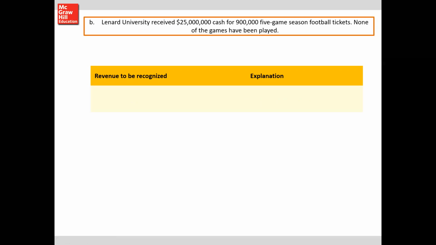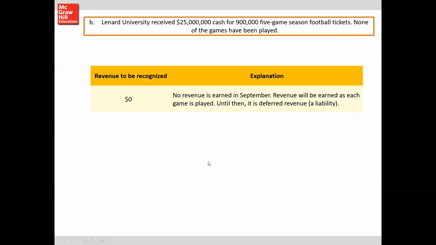All right, next one, Leonard University received $25 million cash for 900,000 5-game season football tickets. None of the games have been played. That's the key. Nothing's been played. Nothing's been earned. So again, this is a prepayment. So no revenue is recognized. Typically, you recognize it as you go, as you earn the games. So again, like I said, this would be a deferred liability.